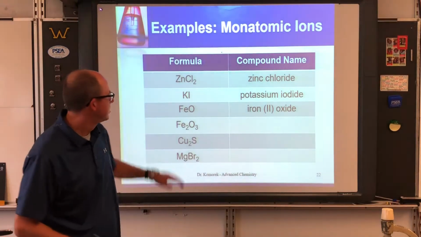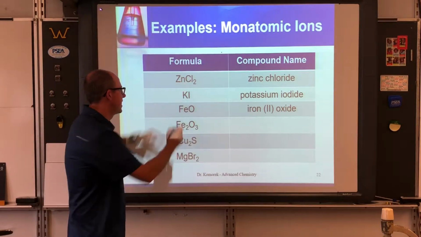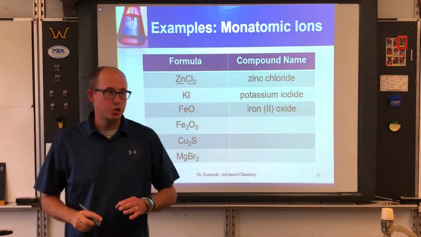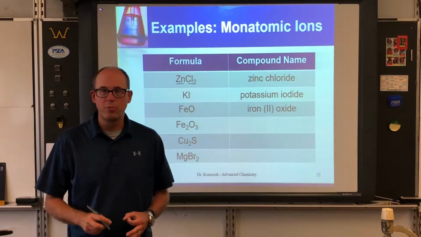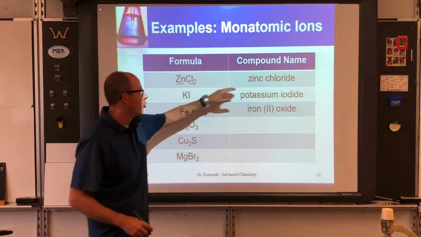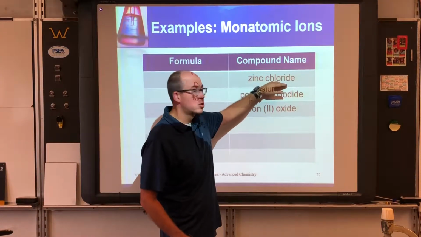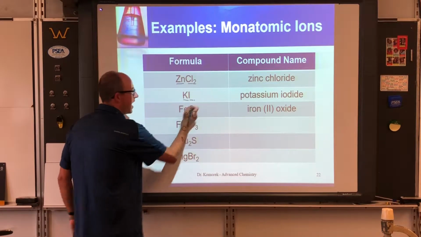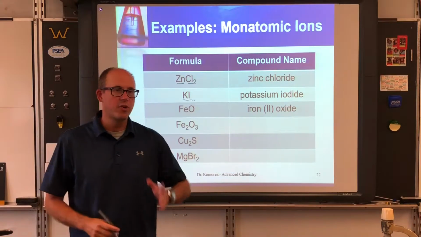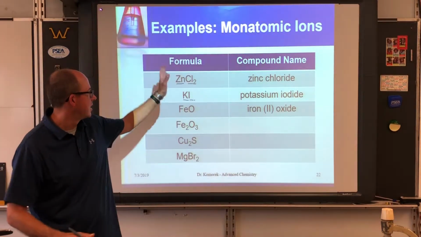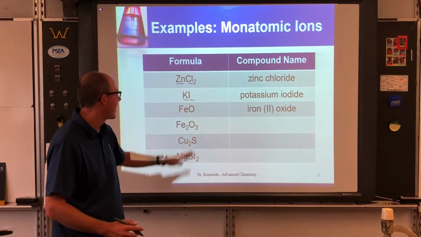A few examples. The first example is zinc and chloride. Zinc is on that short list of elements that don't need a Roman numeral: Group 1, Group 2, aluminum, zinc, silver. So, no Roman numeral, and it's just zinc chloride. My second example, I have potassium and iodine. Potassium is in the first group, so it doesn't need a Roman numeral. So when we put it all together, it's just potassium iodine.